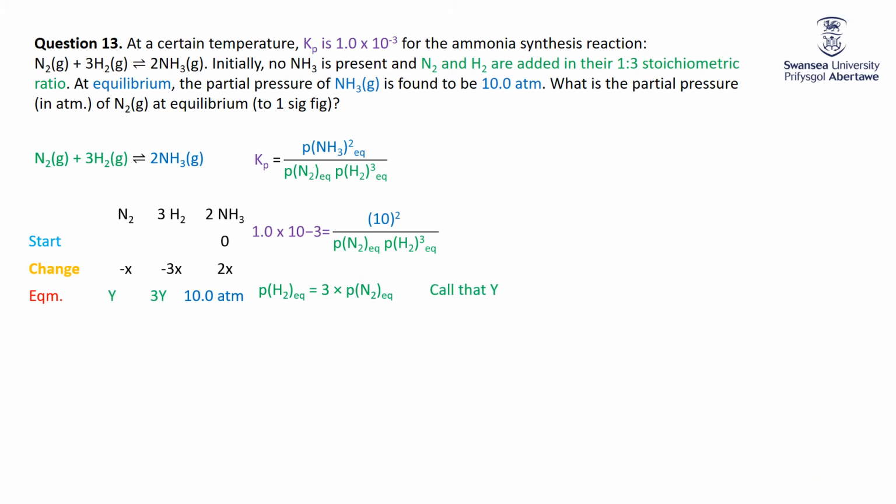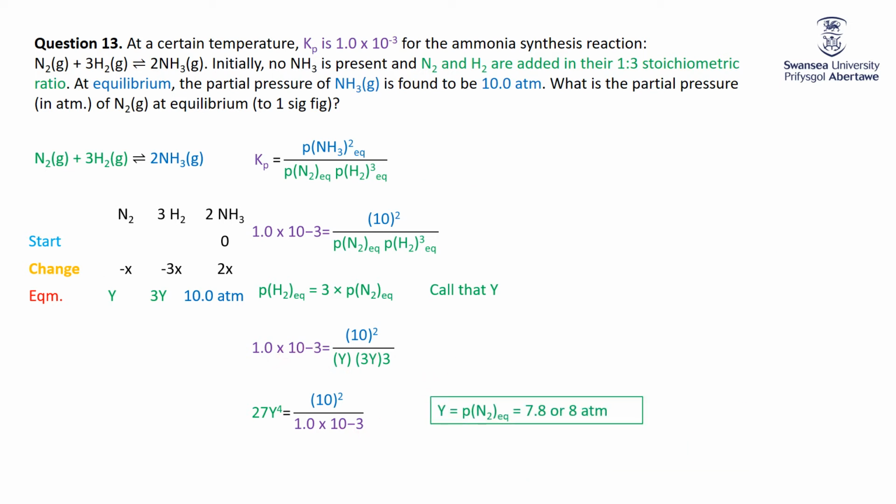Let's call the N2 pressure y, because that's what we want, the PN2, and the H2 is 3y. So throw everything in, and we get a nasty little expression. Multiply this out, it's 27y to the 4th, bring it up here. Take the 1 times 10 to the minus 3 down there. And we get y is 7.8, or about 8 atmospheres. Seems complicated, but it's exactly the same concept as the last question. Just now, instead of 1:1, it's a 1:3 ratio.